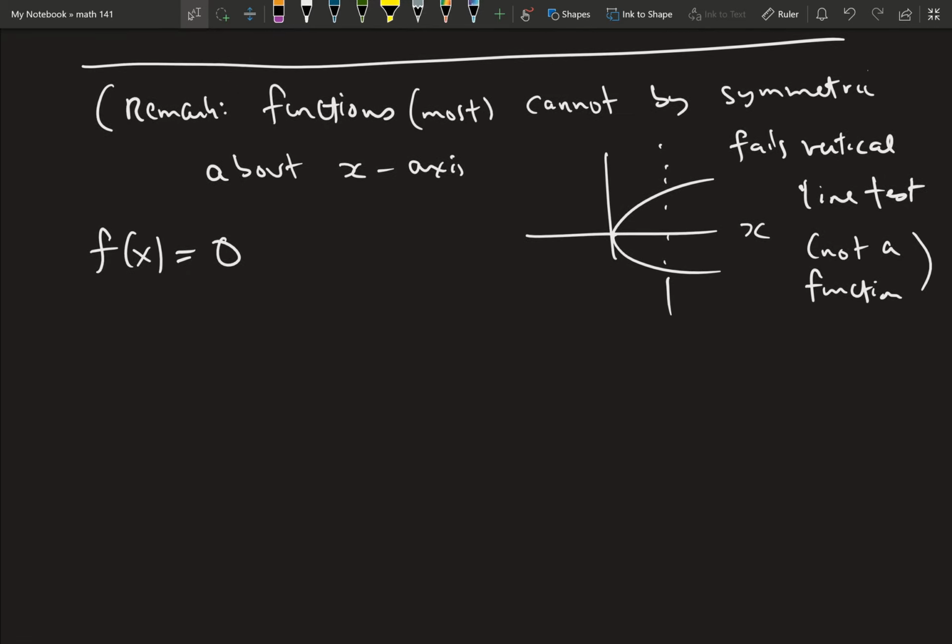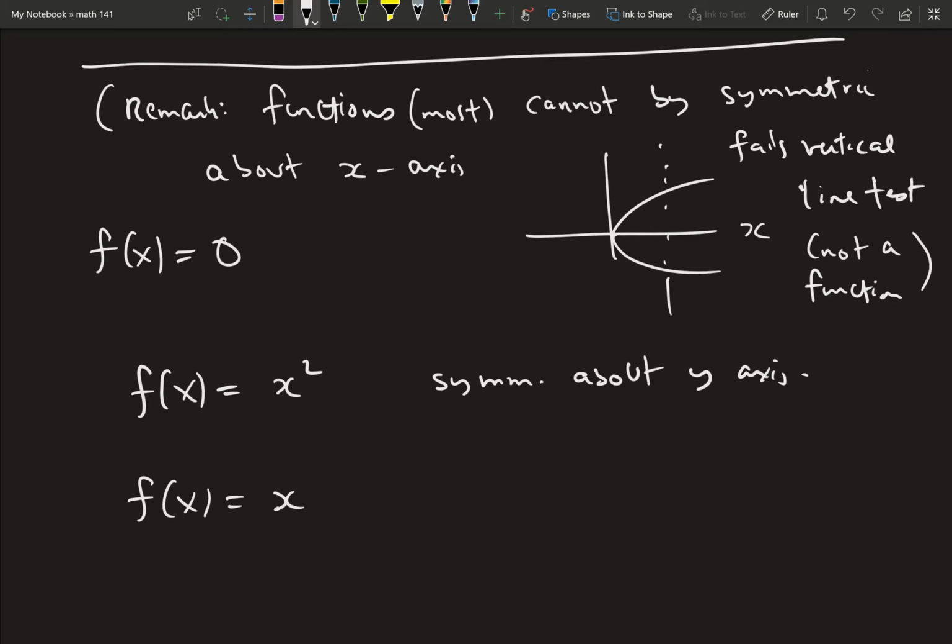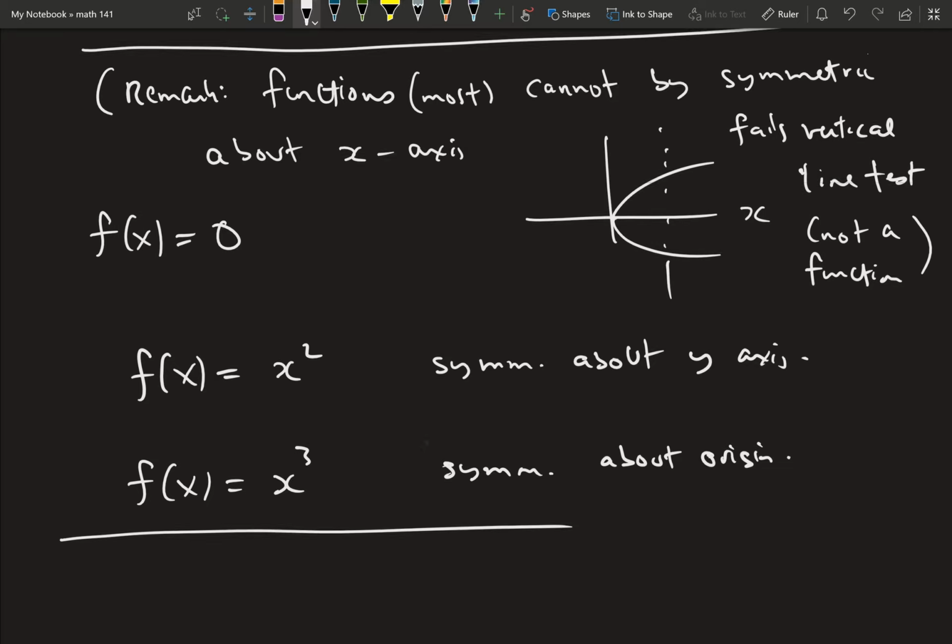Okay, so we already know of 2 examples which are symmetric about the y-axis here, and we already have an example of something that was symmetric about the origin. But how do we come up with conditions that are in terms of the function, in terms of functional notation? So that's what we're going to see right now.